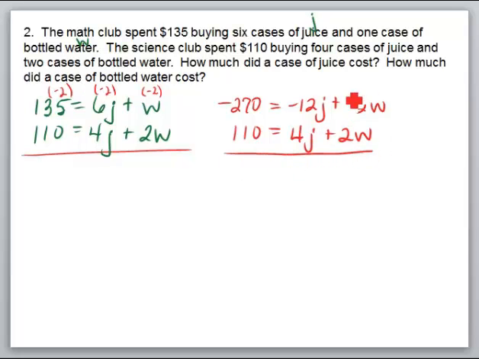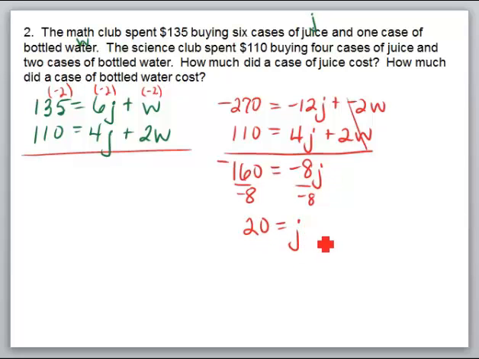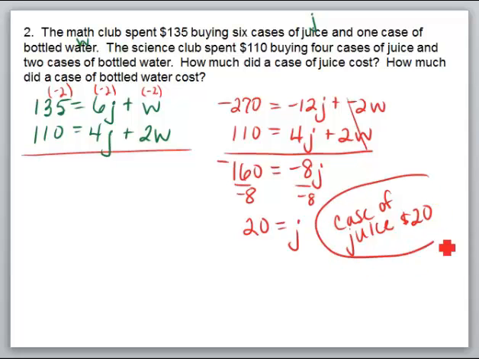Add them together. I end up with negative 8J equals negative 160. Divide by negative 8 on both sides, I end up with 20. So that means each case of juice costs $20. There's one of my answers.